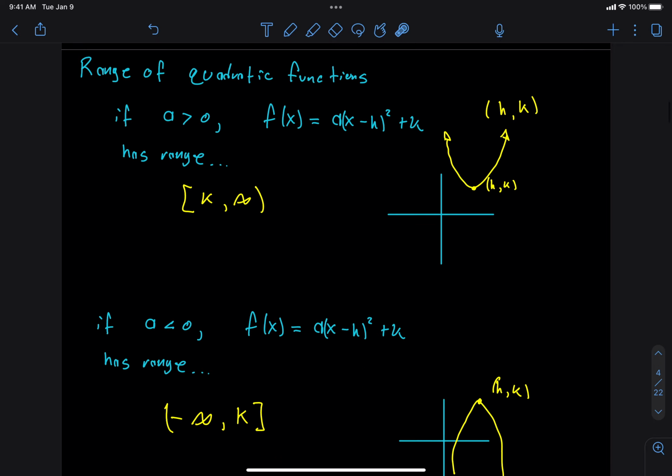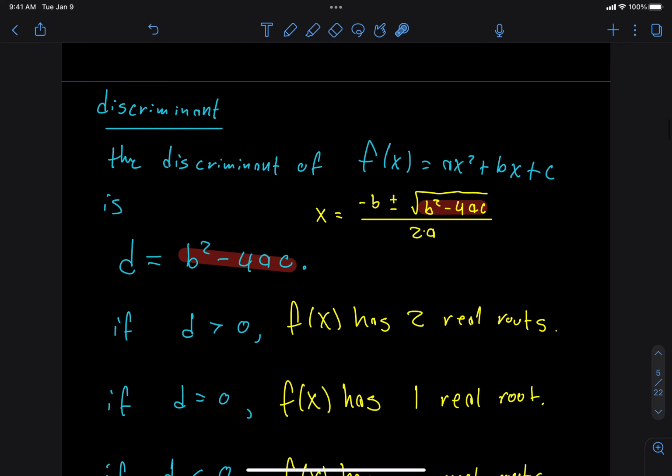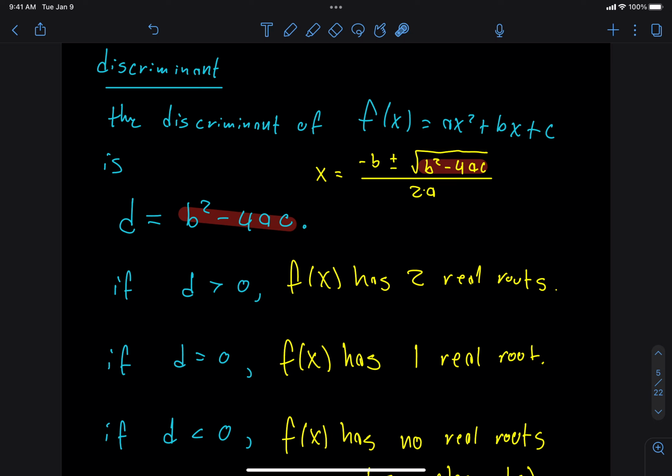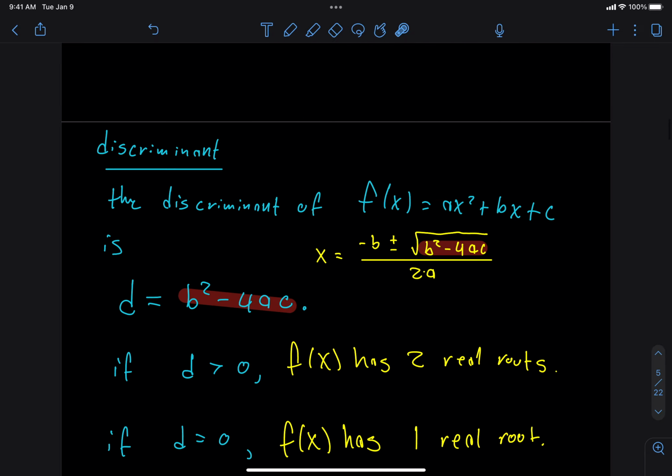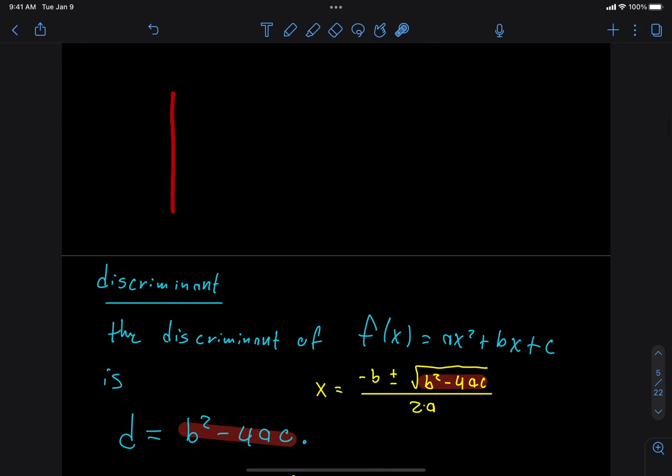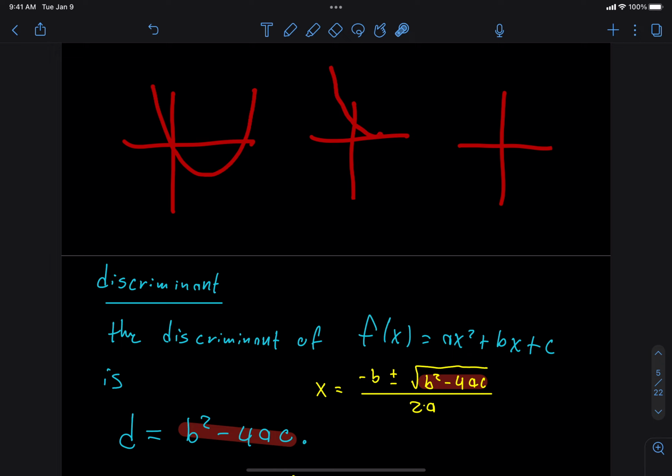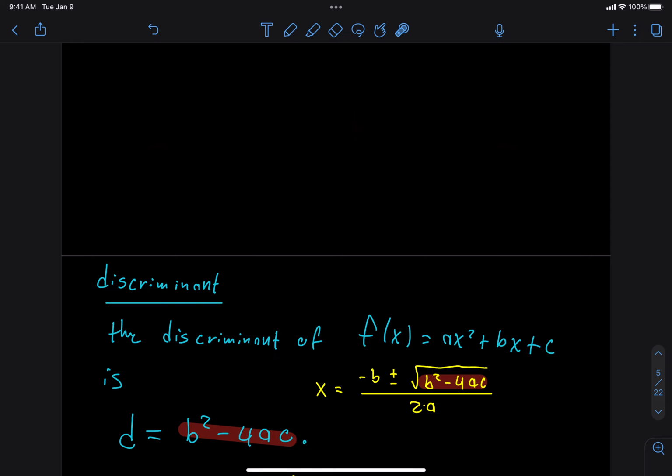Then we talked about the range of quadratic functions. We talked about the discriminant. The discriminant told us whether our parabola was basically one of three types. The first type is that it touches the x-axis twice. The second type was that it touches the x-axis just once, at the vertex. And the third type was that it doesn't touch the x-axis at all. So that was what the discriminant told us.